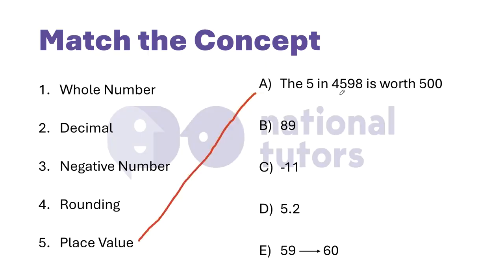The 5 in 4,598 is worth 500. So well done if you got 5 out of 5. Don't worry if you didn't. Everyone here is still learning. Please feel free to pause or re-watch that if you need to go over it again, and have a look in your exercise books after the lesson for some more examples.